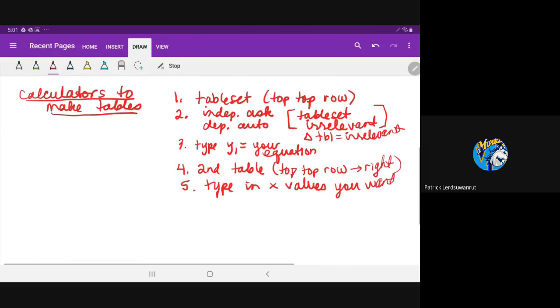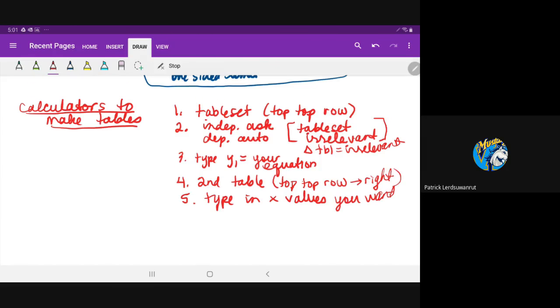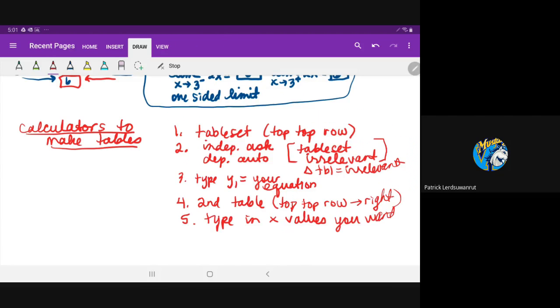Okay, so I'm going to go to my other screen. And then you'll be able to go back to the screen to figure out where to go on the calculator if you need to. Okay, but I'm going to change to the calculator right now.